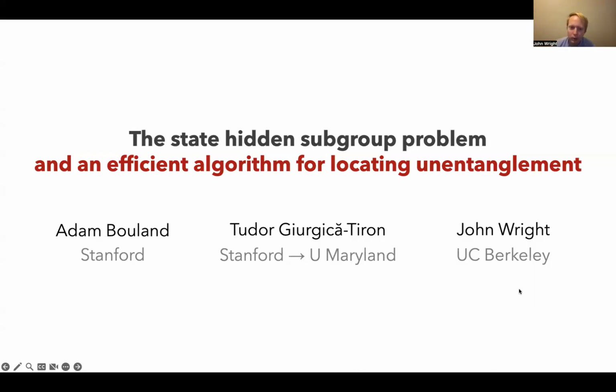Hello, my name is John Wright, and today I'll be talking about the state hidden subgroup problem and an efficient algorithm for locating unentanglement. This is joint work with Adam Bouland and Tudor Giurgica-Tiron.